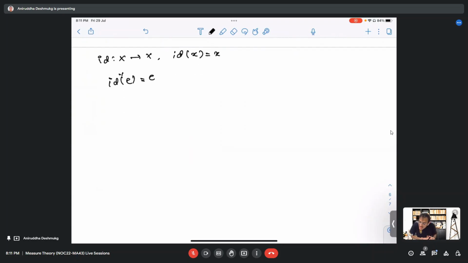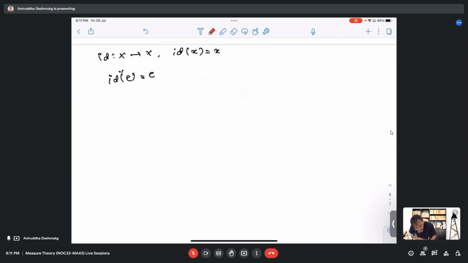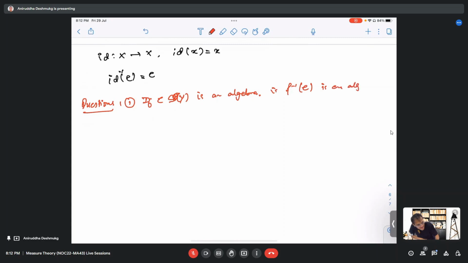A better question is whether the pullbacks of algebras are algebras, right? One, if C is an algebra, is F inverse C also an algebra? And what is the next question? Similar question that you can ask.